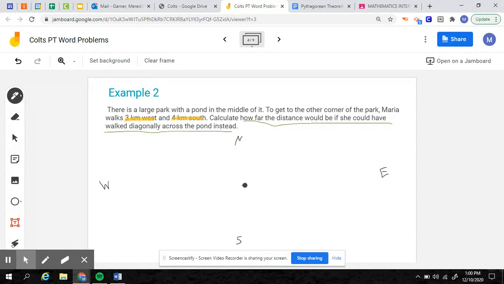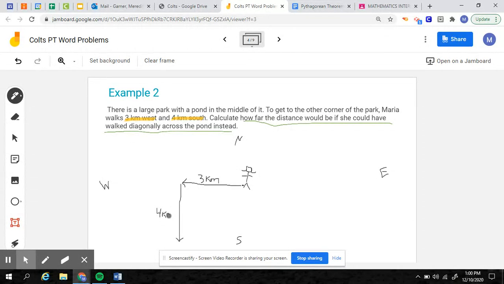Here's Maria. So here's going to be her starting point. Suppose she's already in the park. Here is Maria. That's her starting point there. And you will see that the problem says she walks 3 kilometers west. So I'm going to do an arrow towards west. I'm going to label that 3 kilometers. And then she goes 4 kilometers south. Okay, so then she goes straight down south. So 4 kilometers.